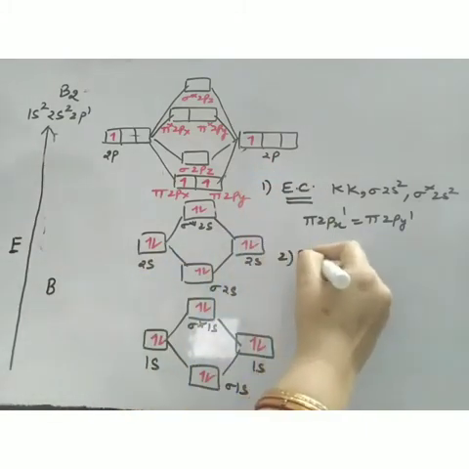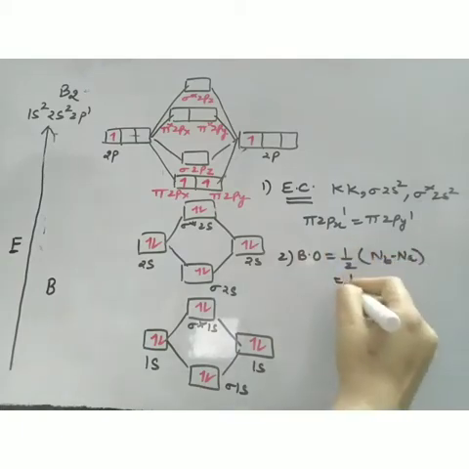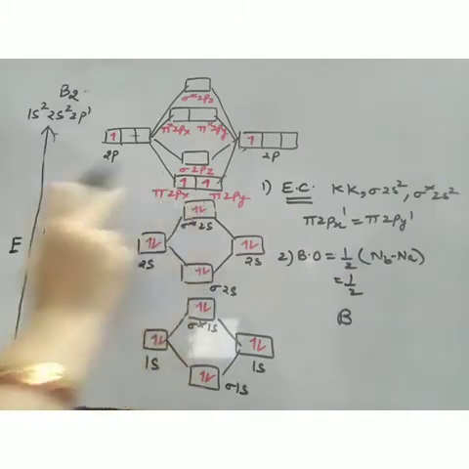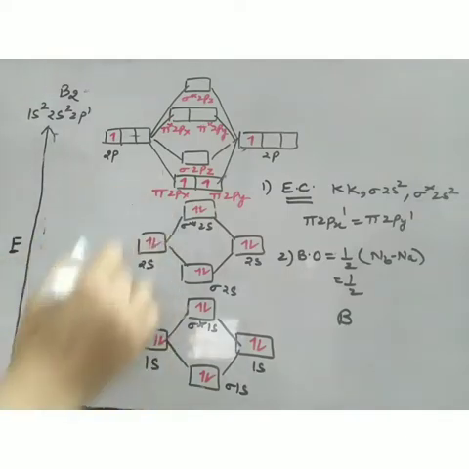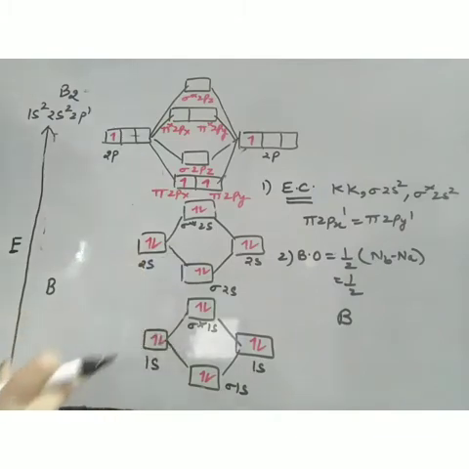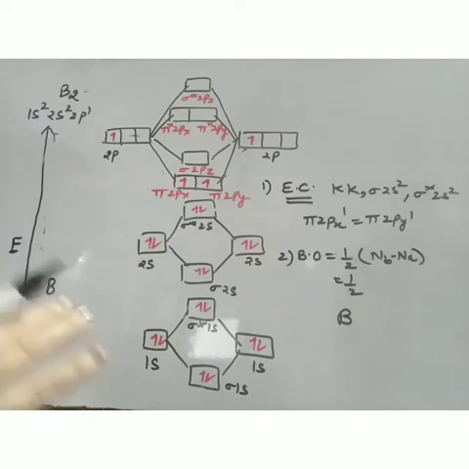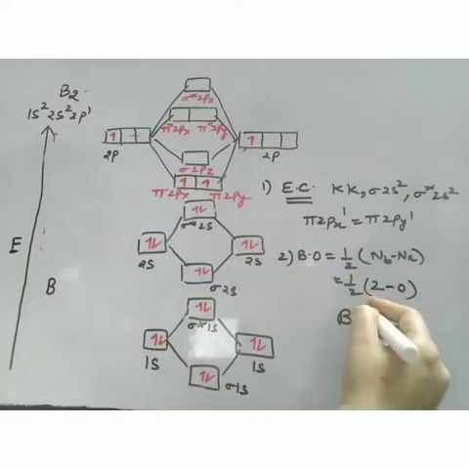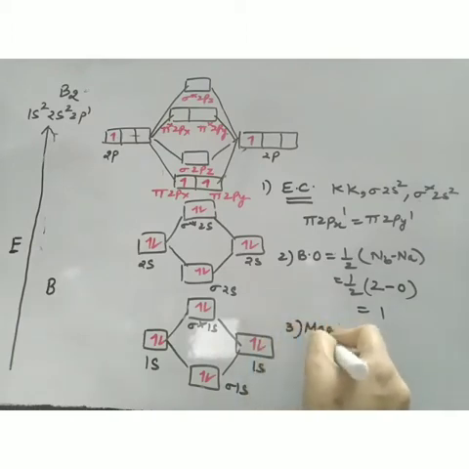Bond order is half into bonding minus anti-bonding. Now how many bonding electrons are there? The 2 bonding and 2 anti-bonding are cancelled. So if you want to calculate bond order, no need to count these. We can neglect these 2 because the bonding and anti-bonding are already cancelled. So bond order we can simply calculate from 2p also. So how many bonding electrons are there? 2 minus 0, anti-bonding are not there. That is 1.